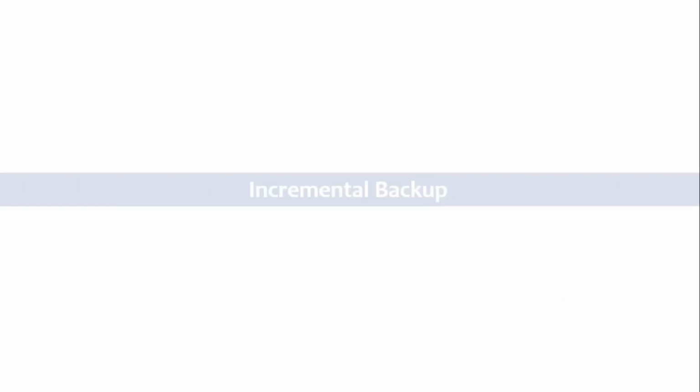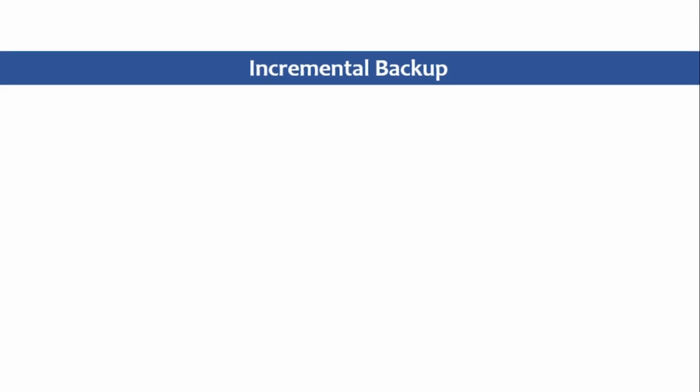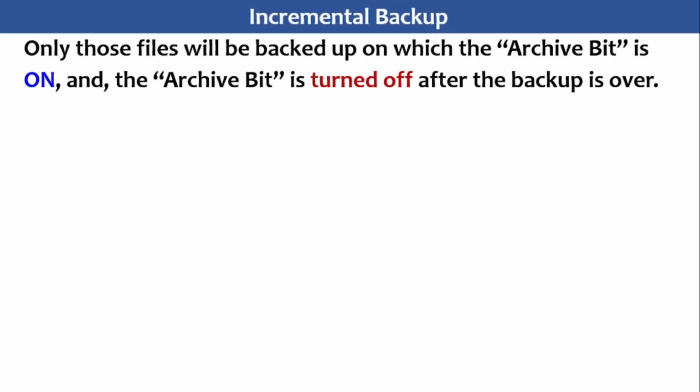So let's move on to incremental backup. In incremental backup, only those files will be backed up on which the archive bit is on, and the archive bit is turned off after the backup is over. It's not like full backup. In full backup, it will not look at the archive bit before the backup. It will back up everything whatever we have selected. But over here, only those files will be backed up on which the archive bit is on, and the archive bit will be turned off after the backup is over.